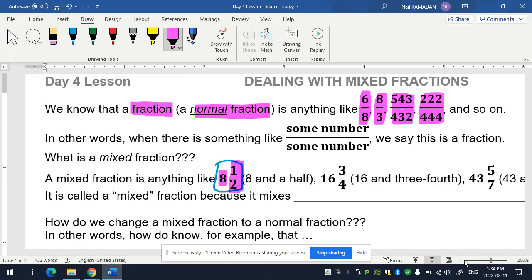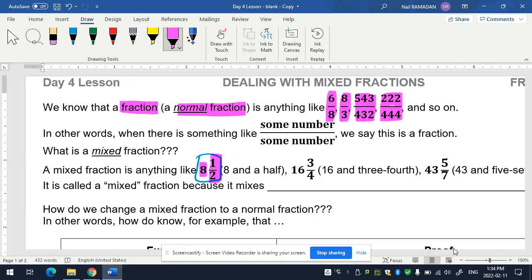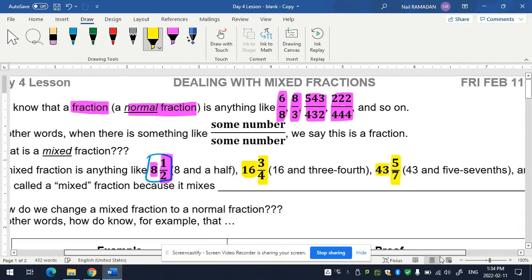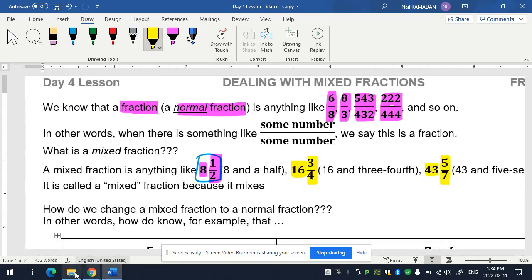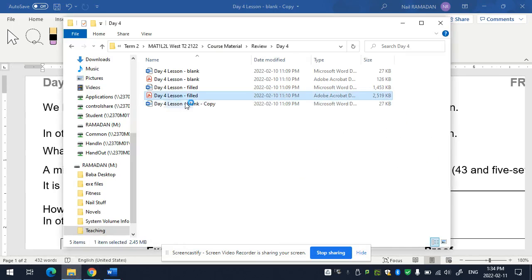The mixed fraction is when you have a number next to a fraction. Or like this one, 16 and 3/4, or 43 and 5/7. Anything that looks like this is called a mixed fraction. So let me show you the filled in part here.